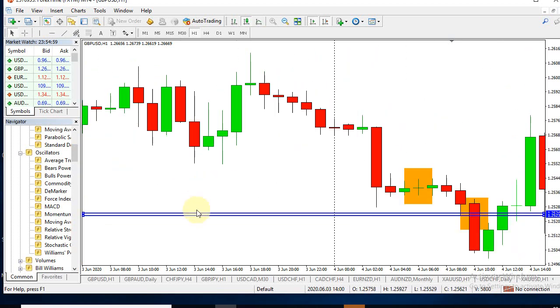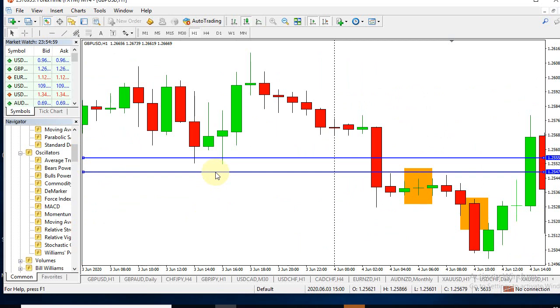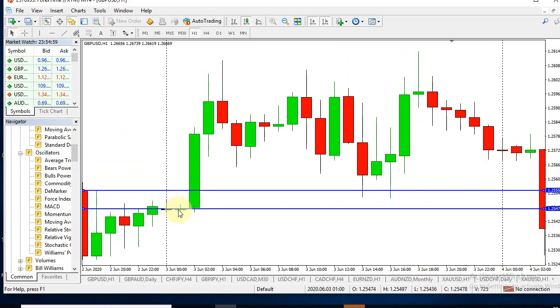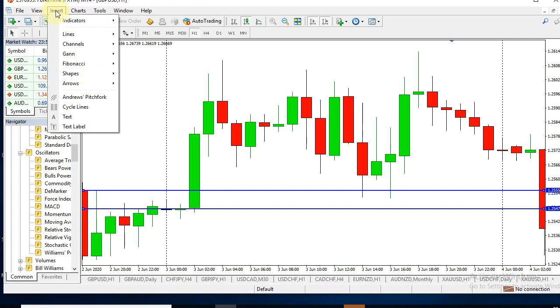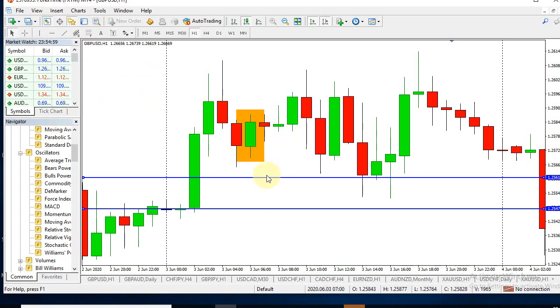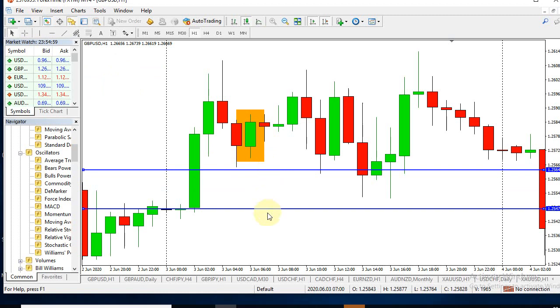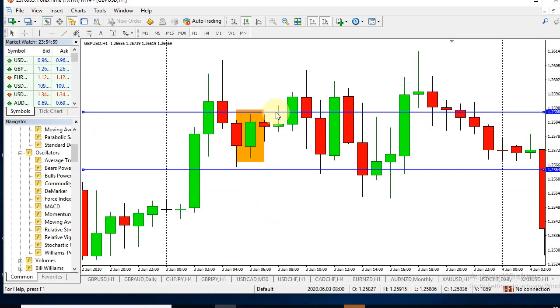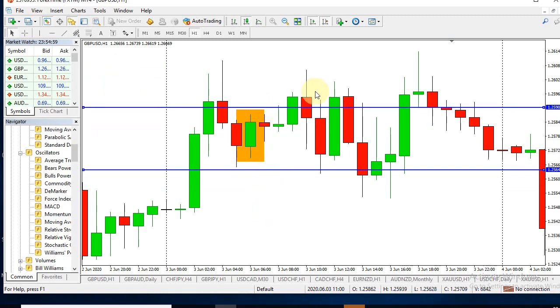Now let's look at the previous day. 1 2 3 4 5 6 7. This is our seventh candle. So your sell stop will be around here. Your buy stop will be around here. And you can see what happened.